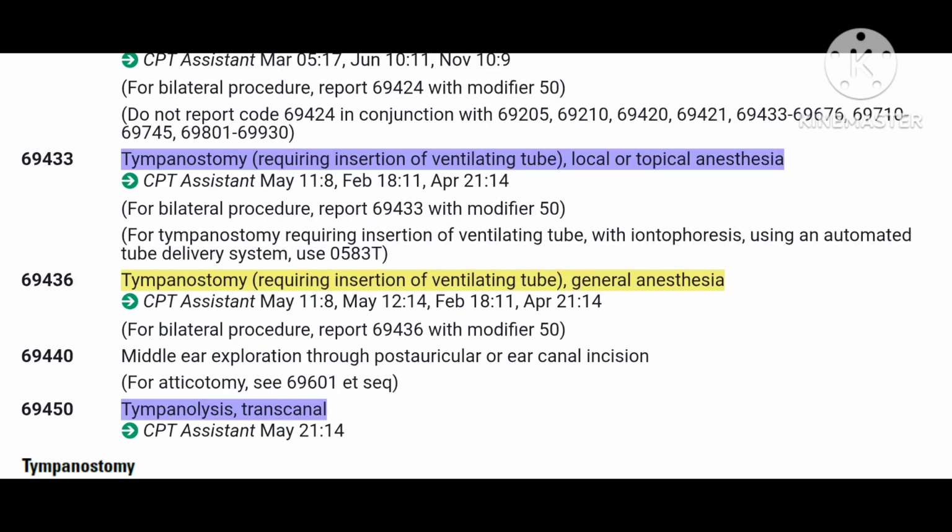Next, we'll see one more procedure. 69433 and 69436 are both used for tympanostomy. Tympanostomy means we are going to make a permanent opening in the middle ear, and here we are going to insert a ventilating tube. But what is the difference between 433 and 436? 433 is done under local anesthesia or topical anesthesia, but 436 is done under general anesthesia. In both, the procedure is the same, only the anesthesia differs. So you have to check what type of anesthesia the doctor gave for doing this tympanostomy.